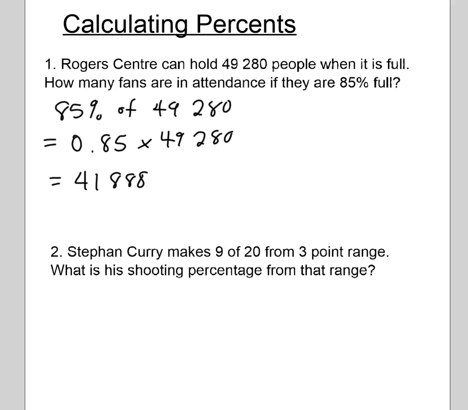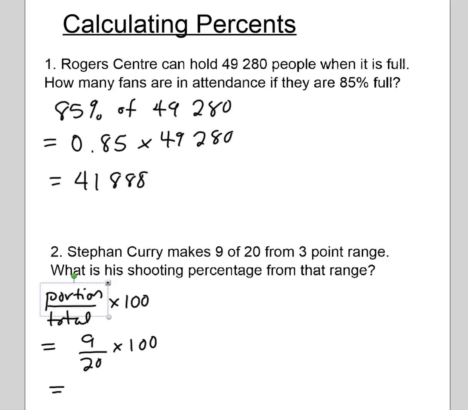So when you're calculating a percent, you always want to think in terms of portion divided by total times 100. That's kind of the magical formula that you're always going to use for calculating percents. Portion divided by total times 100. So in this case, the portion that he made was 9. The total that he took was 20, times 100. So on your calculator, just punch in 9 divided by 20 times 100. You're going to find that he's 45% shooting from that range.